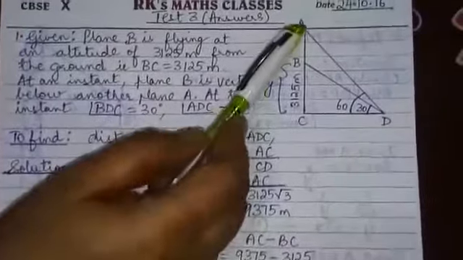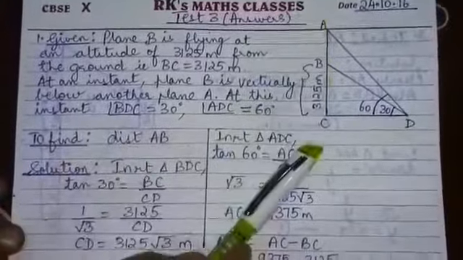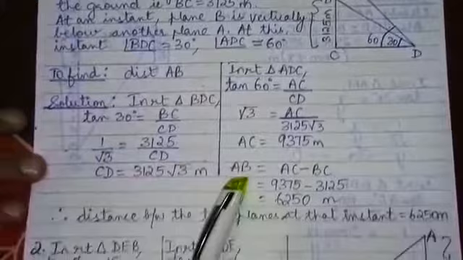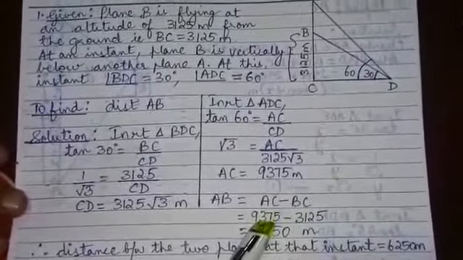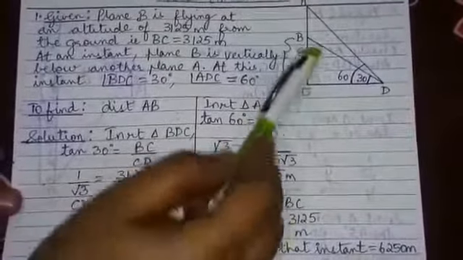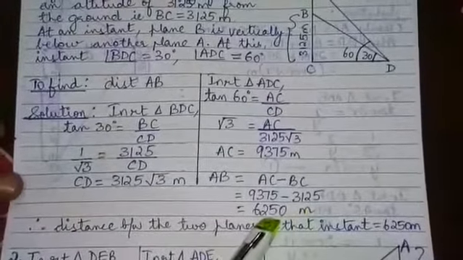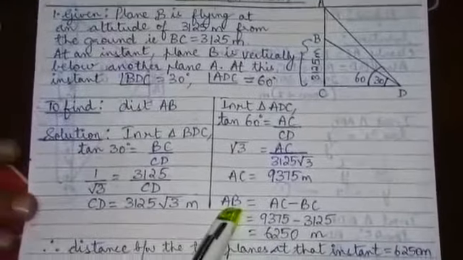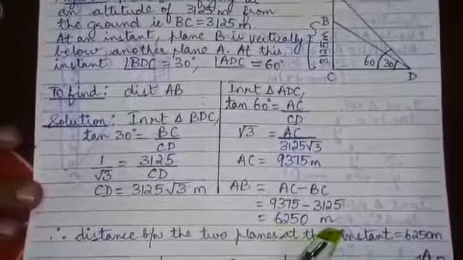Now what do we have to find? We need to find AB. How do we find AB? AB is AC minus BC. AC is 9375 meters minus BC, BC is 3125 meters. So the difference is 6250. So the vertical distance between the two planes is 6250 meters.